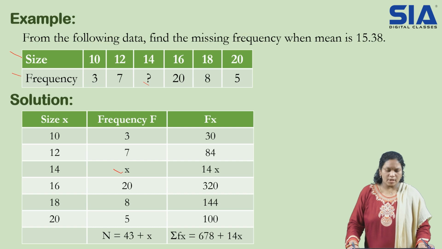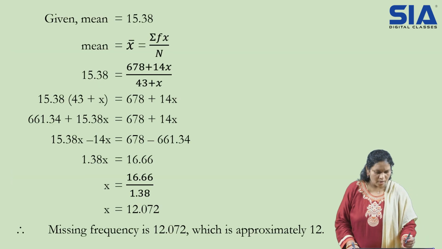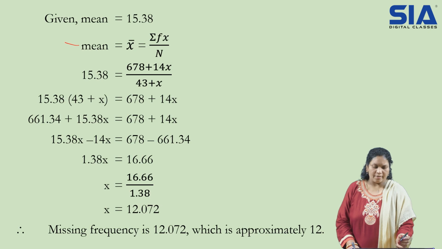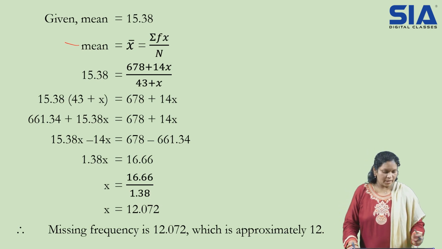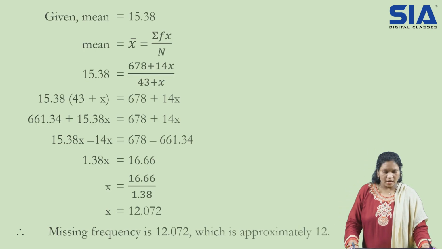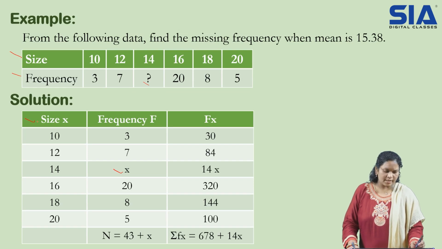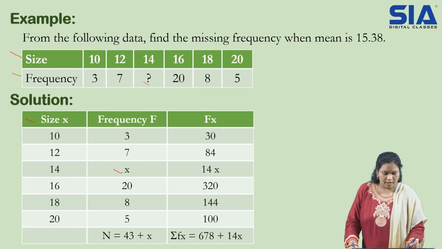So let us do it with the formula. The same formula we use for discrete. Mean is equal to x bar, x bar is a notation, x bar is equal to summation fx by n, right? To get that, let us check the table we have, how to make the table. Consider x values, that is size, as x, and the given frequency as f, and now we need to get an fx column.